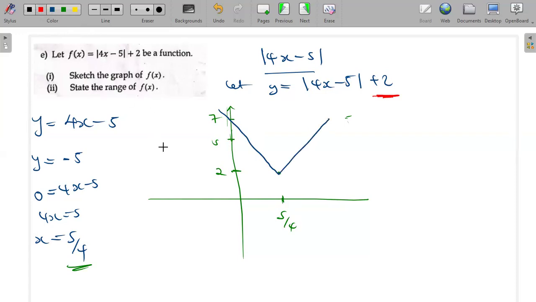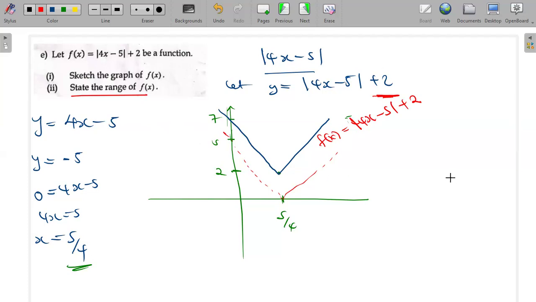Okay, so before this shift, our graph was like this. So it was passing through there up to that point and then like that. Now, because of the vertical shift, it's going to start from there. So this here is the f of x, which is just modulus of 4x minus 5 plus what? Plus 2.